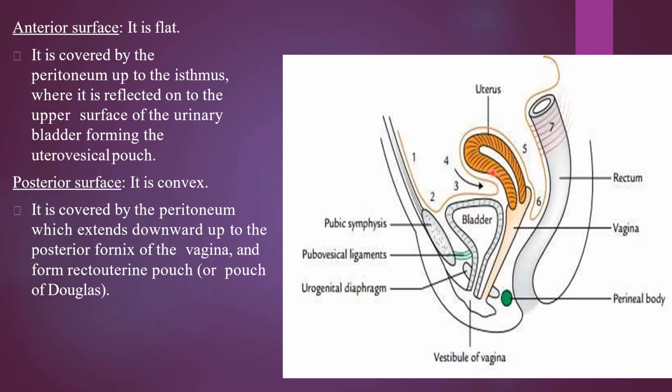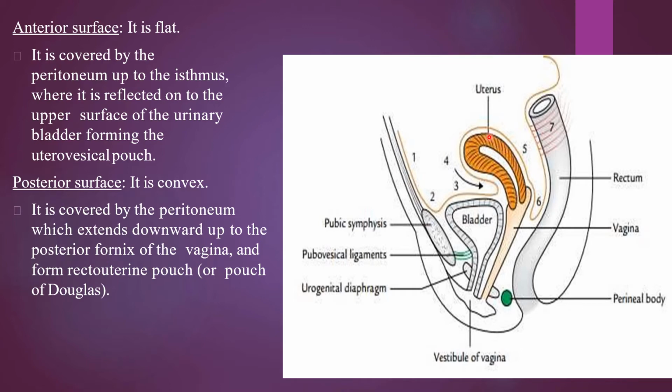You can see here, this is the anterior surface of uterus or body of uterus. It is flat. Then it is covered by a fold of peritoneum until the isthmus. Almost here is the isthmus. Until here it is covered by peritoneum. Here it is bent or reflected onto the superior surface of bladder. This is the bladder and this is the superior surface, creating a pouch or fold, and that is called a uterovesical pouch.